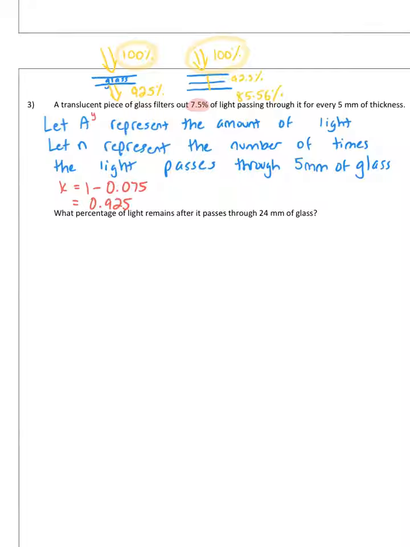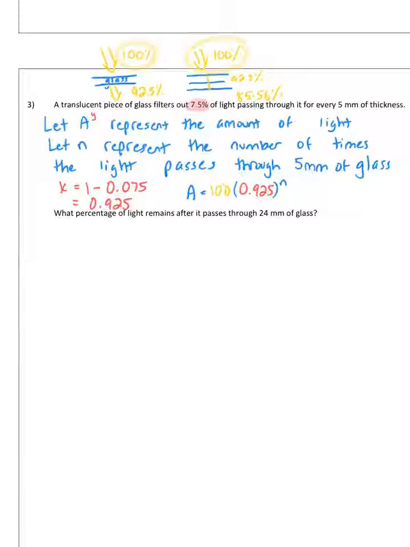So I took the 7.5, I changed it to a decimal by dividing by 100, and then because that's how much I'm losing, that's the percentage I'm losing or decaying by, I take that away from 1. So 1 represents 100% of the light, and the 92.5, or as a decimal, 0.925, represents how much of the light I have after passing through that 5 millimeters. So the equation is A equals 100 times the K, 0.925, and then to the exponent n.